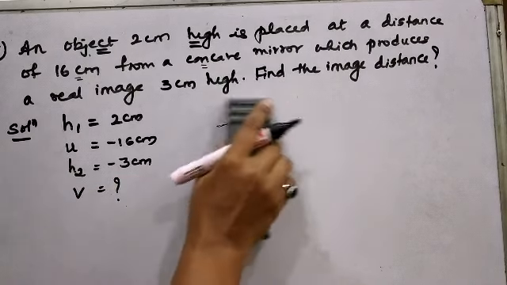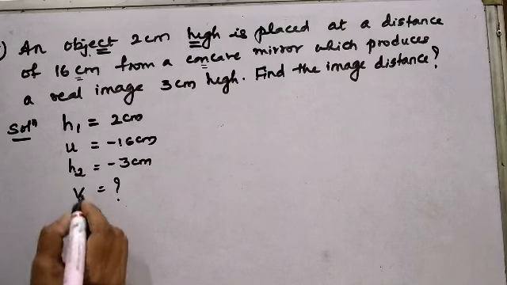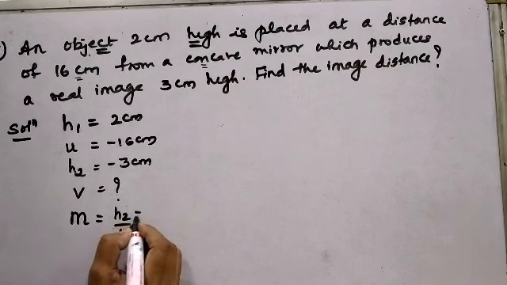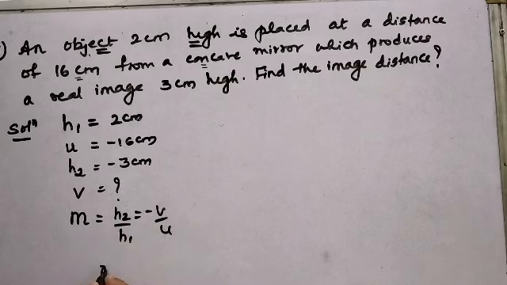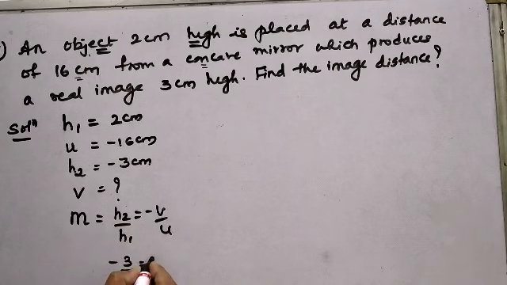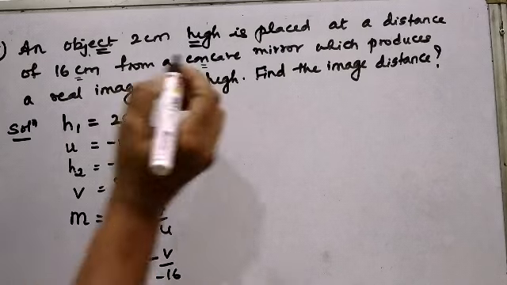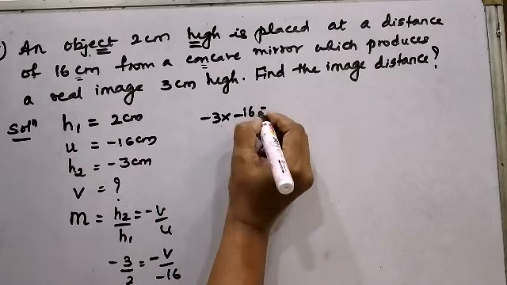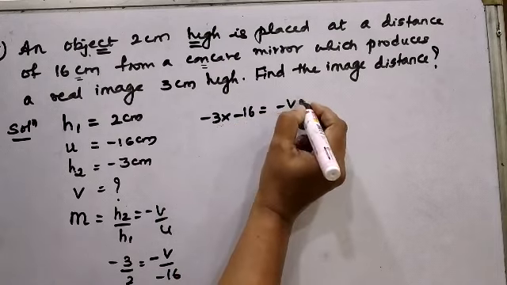So we use the magnification formula. m is equal to h2 upon h1, which is equal to minus v upon u. We do the substitution here. h2 is minus 3 centimeters upon h1 is 2 centimeters is equal to minus v, which we have to calculate, upon u is minus 16. So we cross multiply now. Minus 3 into minus 16 is equal to minus v into 2.